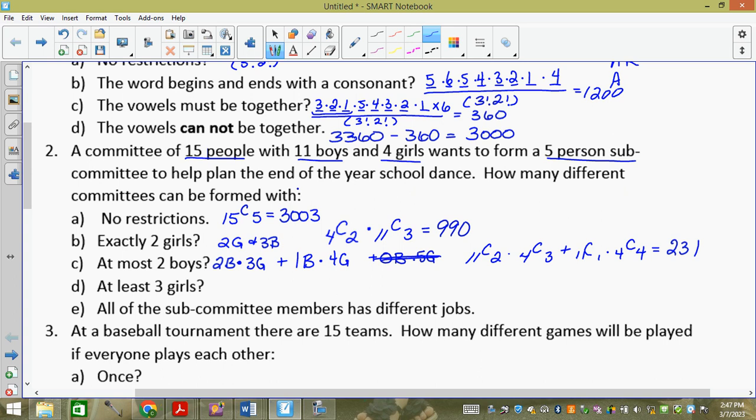At least 3 girls means 3 girls or more. So I get 3 girls or 4 girls. Wait a second. This is the exact same as this. It's the exact same. I should get 231. All the subcommittee members have different jobs. If you have different jobs, then order matters, correct? So that's when we're going to get 15P5, which is what answer? 62,360.